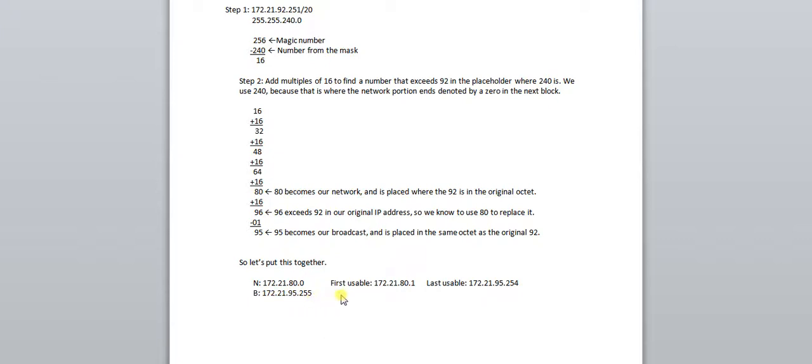172.21.95.255. The first usable is always one more than the network, so 172.21.80.1 becomes our first usable, and the last usable is always one less than the broadcast, so our last usable becomes 172.21.95.254.